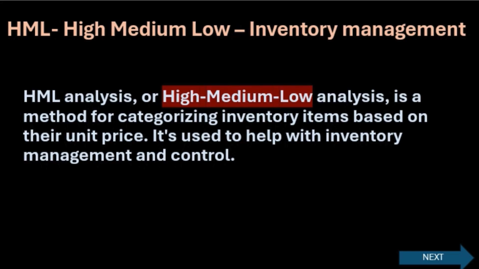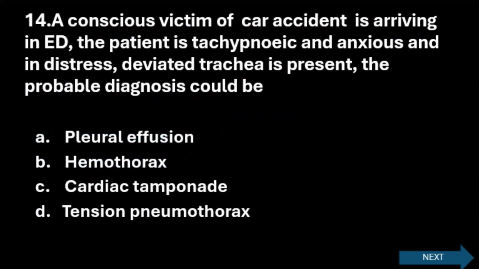Next question. A conscious victim of a car accident is arriving in the ED. The patient is tachypneic, anxious and in distress. Deviated trachea is present. The probable diagnosis should be option A, pleural effusion, option B, hemothorax, option C, cardiac tamponade, option D, tension pneumothorax. The right answer here is option D, tension pneumothorax.